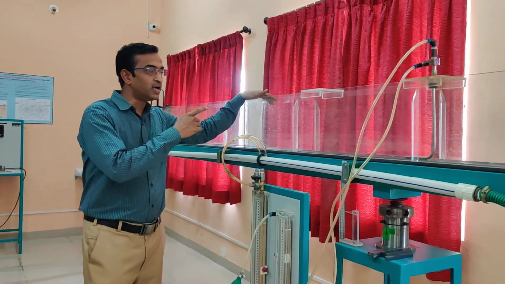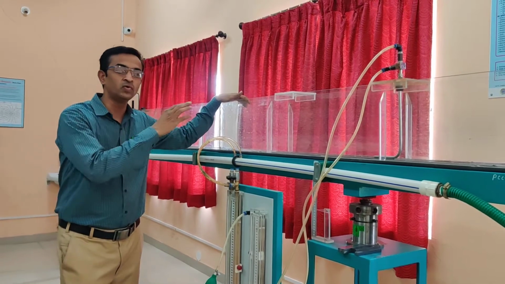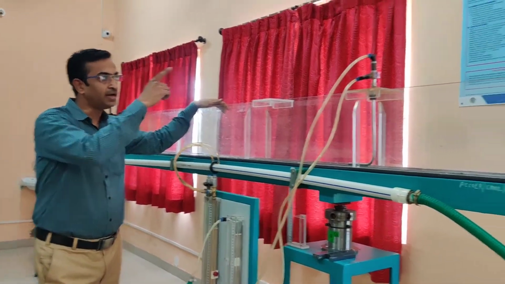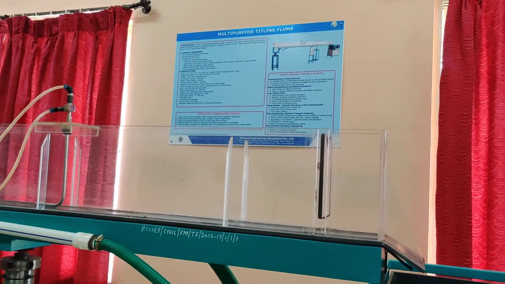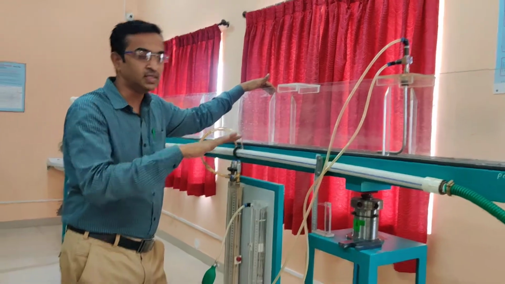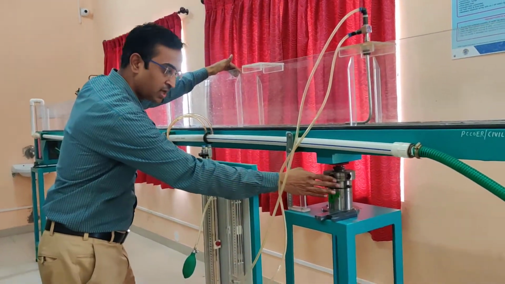So this is called a multi-purpose tilting tube. Why is it called multi-purpose? Because we can perform 4 to 5 practicals on this channel. And regarding tilting, we can adjust the slope of this channel as per our requirements. Means if we require positive slope or negative slope, we can adjust it with the help of this hydraulic jack.